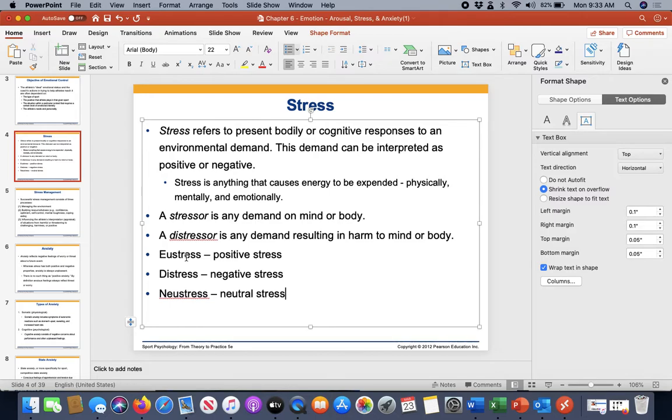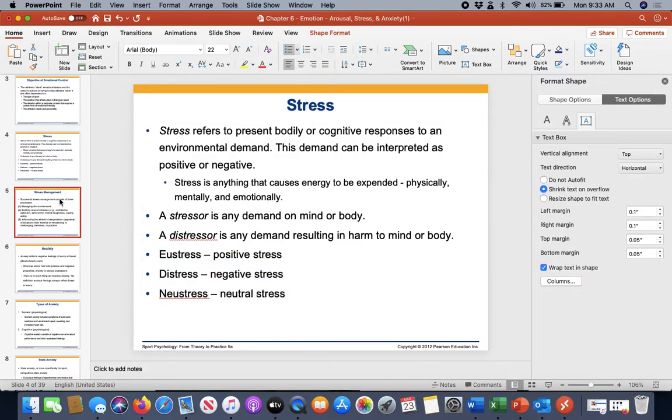And neustress means that you basically are kind of neutral, hence the neu part of the word. You don't really have that positive or negative. Even though the situation might seem stressful or not stressful, there really isn't this feeling that stress is involved. So that's the difference between the three. Definitely know the difference between those three, especially when you get to your testing.